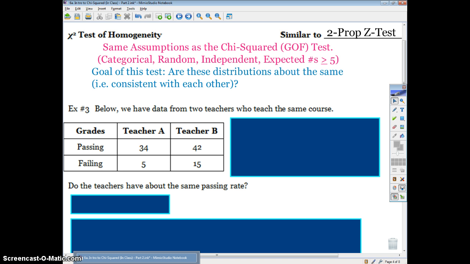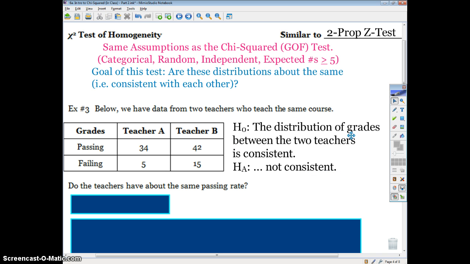So the chi-squared test of homogeneity has the same assumptions as what we talked about yesterday with the goodness of fit test. You need categorical data, random selection, independent samples, and the expected numbers in each cell has to be greater than or equal to 5. Okay, now the goal of this test is to answer the following question. Are these distributions about the same? Okay, again, meaning consistent with each other.